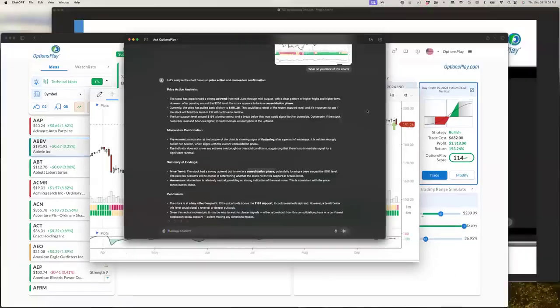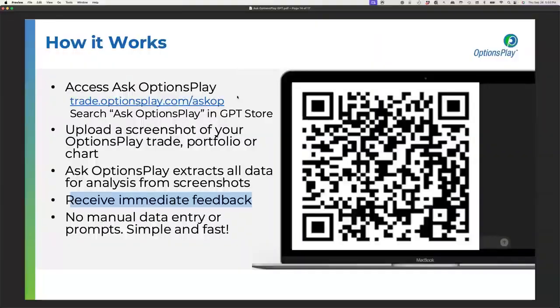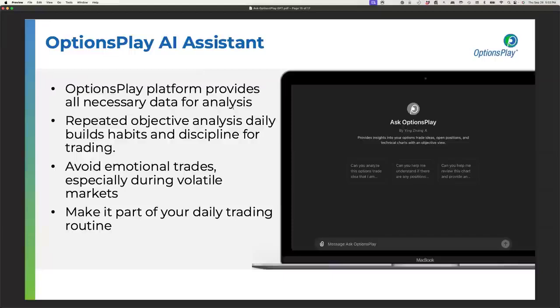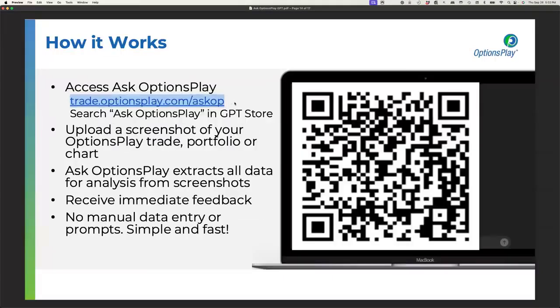So again, I see quite a few questions asking how do I access this? Like I said, there are 3 ways. You can either just click on this link directly, trade.optionsplay.com/ask OP. I'll post this link into the chat window real quick. You can point your phone to that QR code, which will take you to that same link, or you can simply search for Ask Options Play in the ChatGPT store.